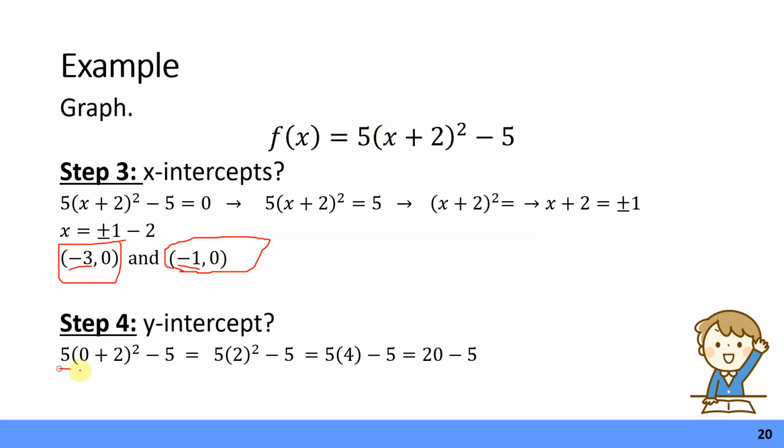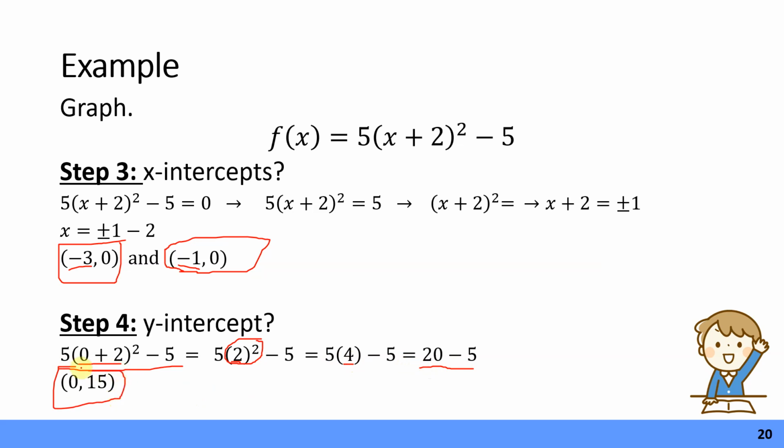So if you notice, I brought it down just the way it is, but I put a 0 on the x, and then we just do the order of operations. So 0 plus 2 gives me 2. Now, order of operations says I have to do exponents first. So 2 to the second power gives me 4. And now I can multiply the 5 times the 4, which gives me 20. And then the minus 5 is still there. So 20 minus 5 gives me 15. And that is my y-intercept.